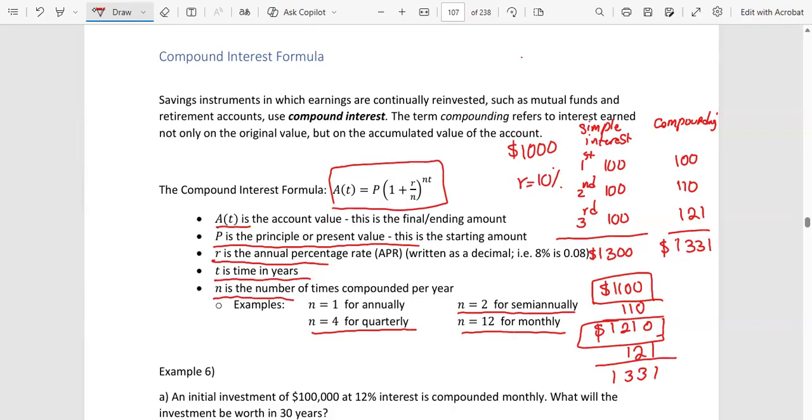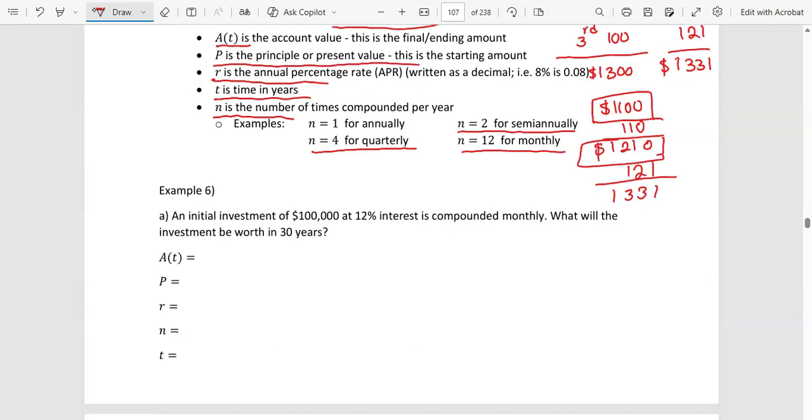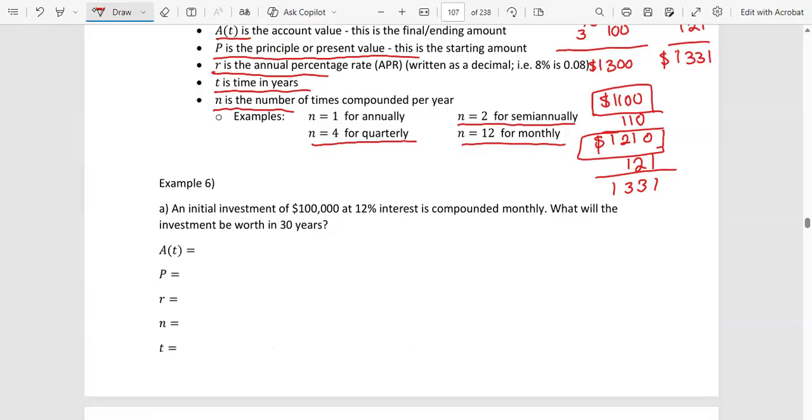Let's look at an example. It says an initial investment of $100,000 at 12% interest is compounded monthly. What will the investment be worth in 30 years? When you see the words compounded monthly, that means you are supposed to use the compounding formula. Just write the formula first. And for finding the answer, you need to know what P is, what R is, what N is, and what T is.